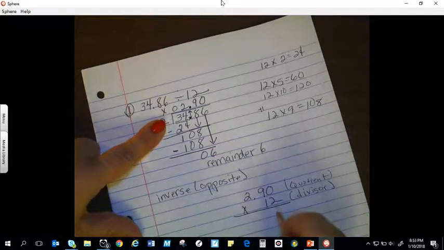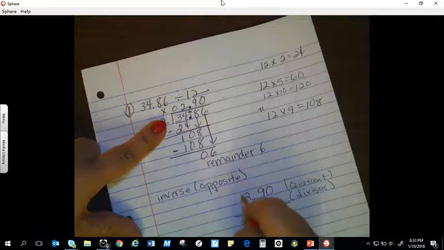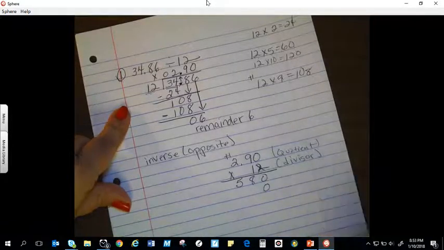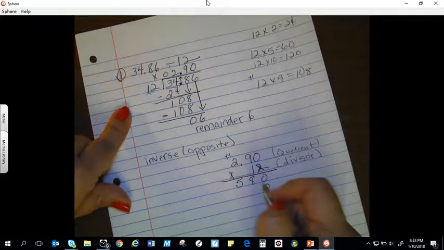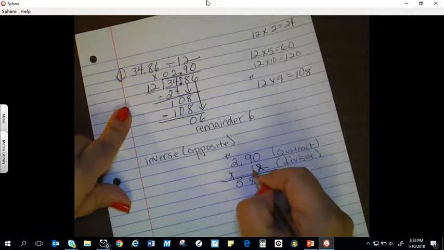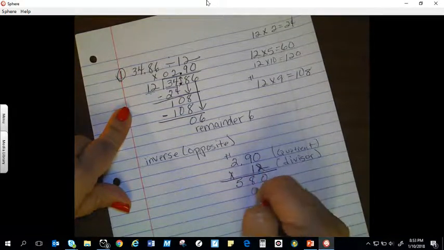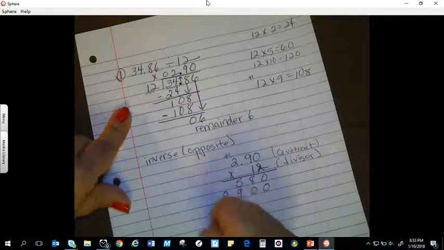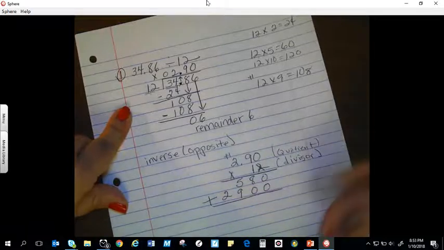2 times 2 is 4. 2 times 9 is 18. Carry my 1. 2 times 2 is 4 plus 1 is 5. I'm done with my 2's. I immediately cross that out, and I put a 0 here to know that I am done. Now I'm going over to my 1's. 1 times 2 is 2. 1 times 9 is 9. 1 times 2 is 2. Now I'm going to add those up.